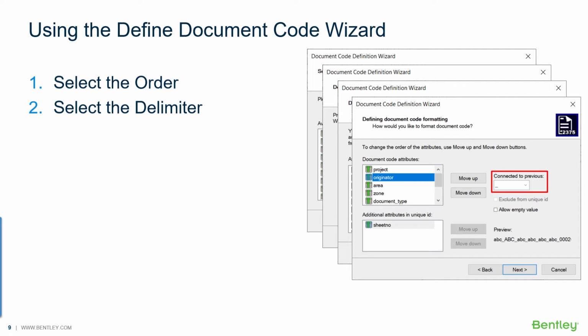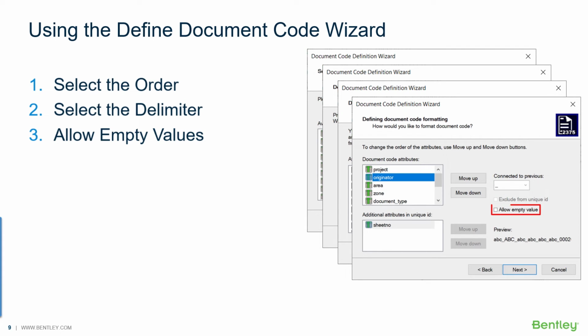Second, add pre-appended delimiter characters for document code parts. There is a selection of delimiter characters in the drop-down list, but other characters can be manually entered by typing them in. Highlight the part to pre-append with the character, and then select or enter the character to be used as a delimiter. Third, allow empty null values.